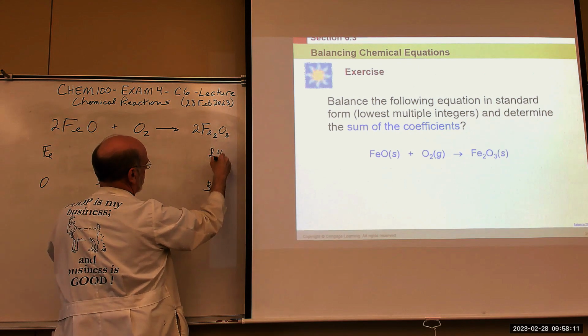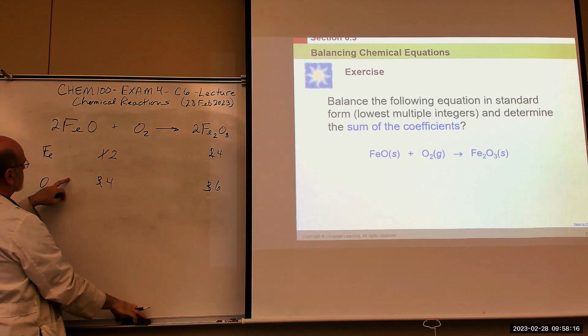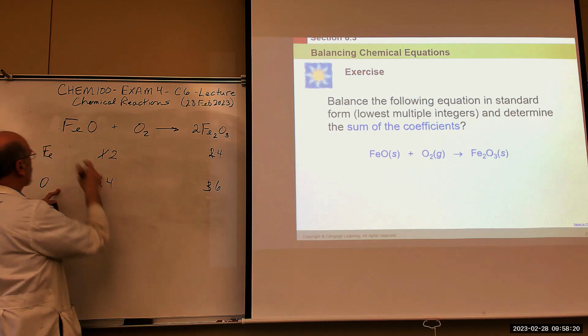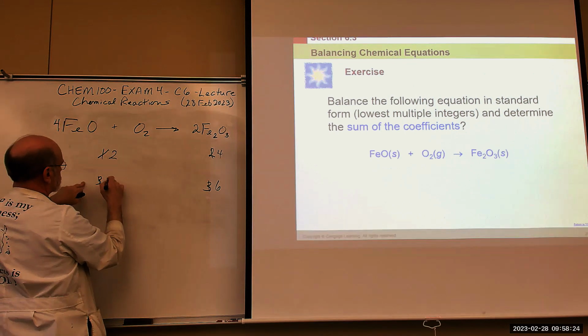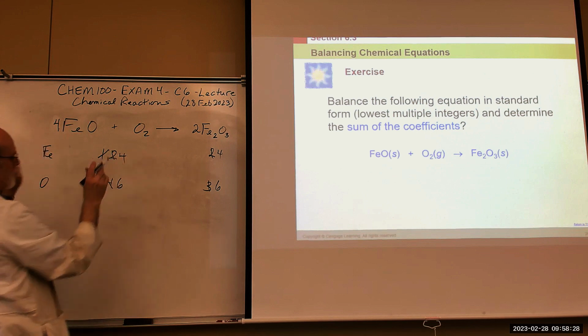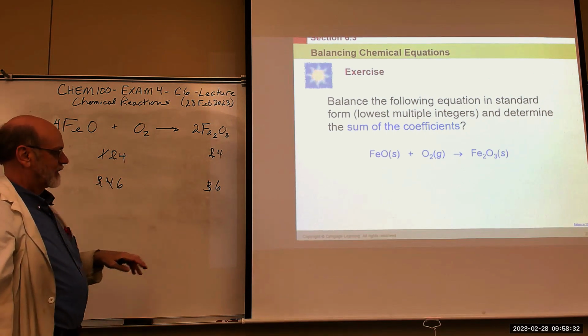Now we have 4 irons. And on this side, we need to go to 4 irons. That makes 4 plus that's 6. And 4. There we go. So that worked itself out. I was starting to panic.